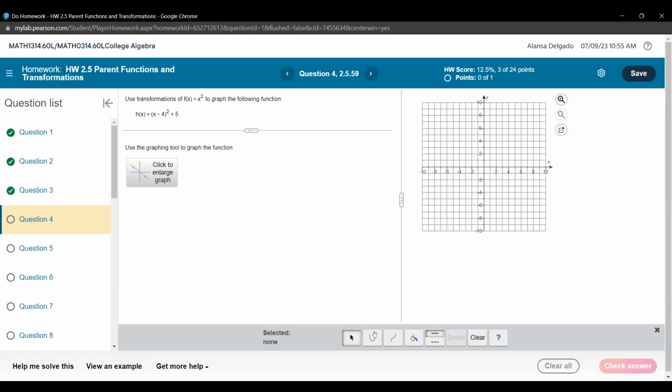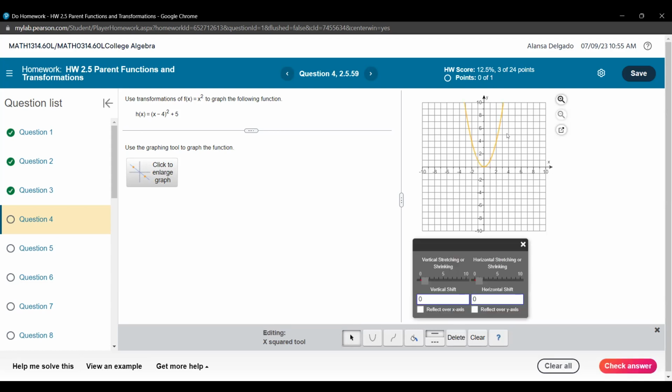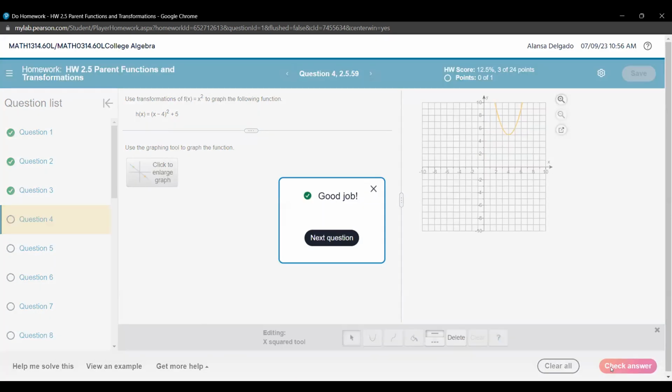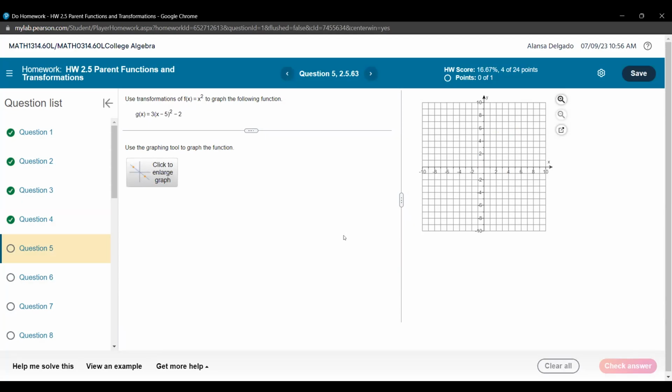Okay. So 4 and up 5. And then the vertical shift is 4. No, I'm sorry, the vertical shift is 5 and the horizontal shift is 4, correct? Yes. All right. There you go. Awesome.